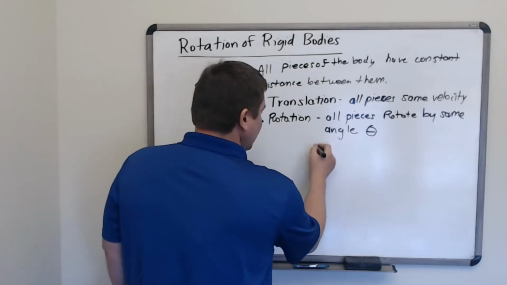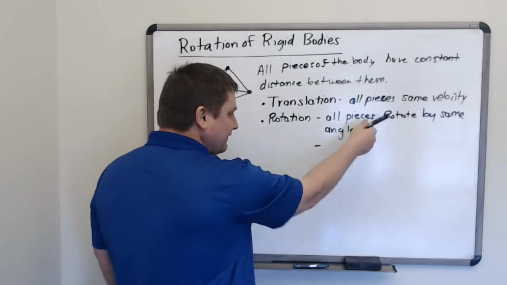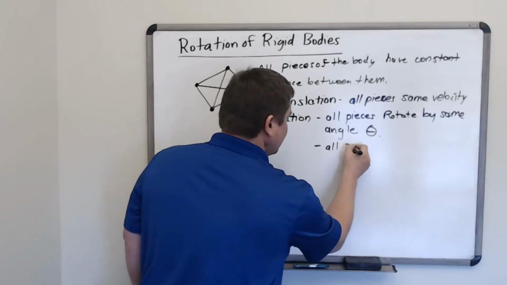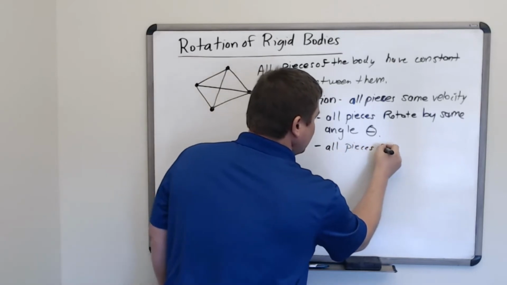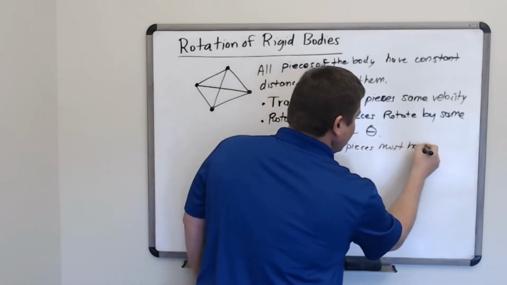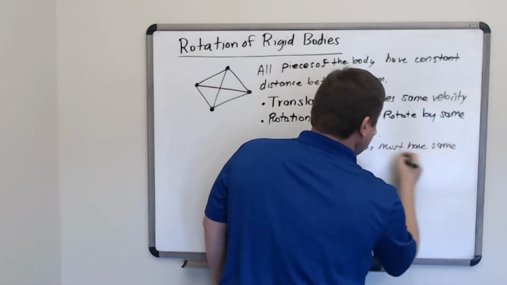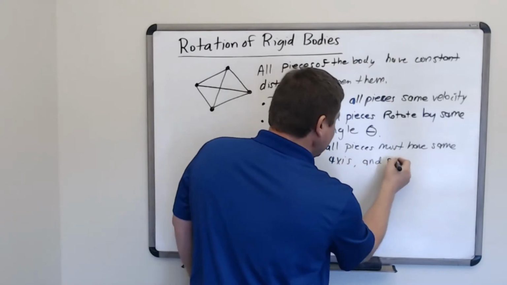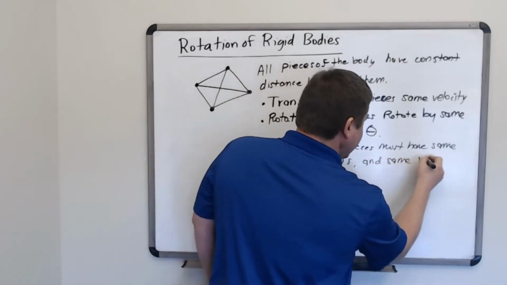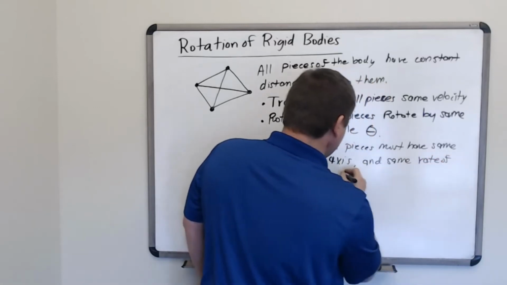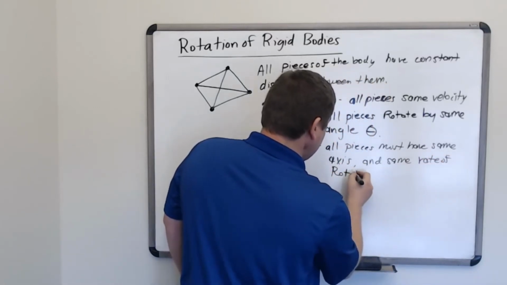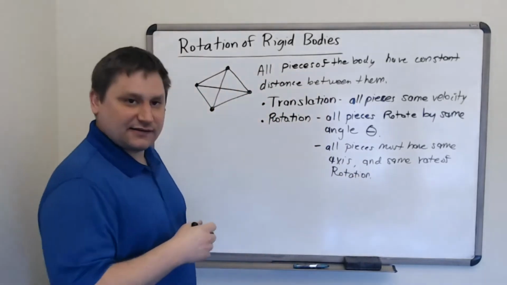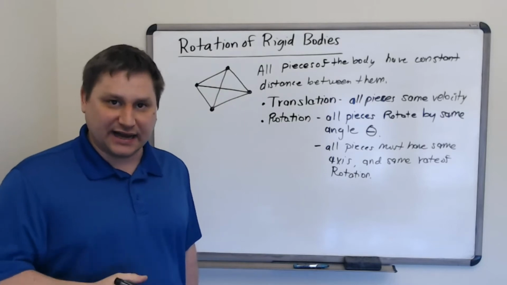So, in addition to this, exactly the same fact said in a different way is that all pieces must have the same axis of rotation and the same rate of rotation.